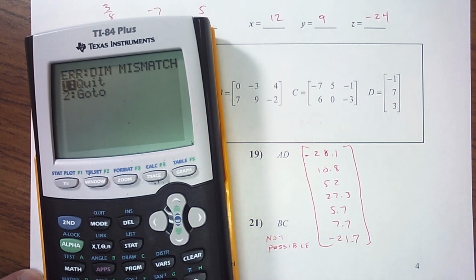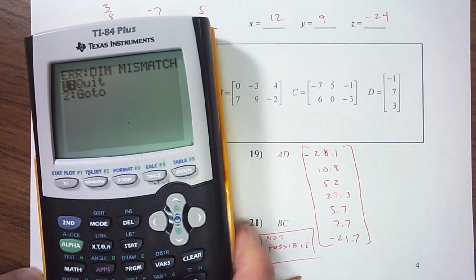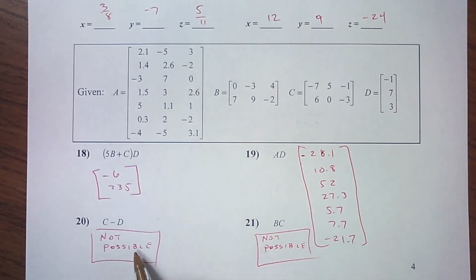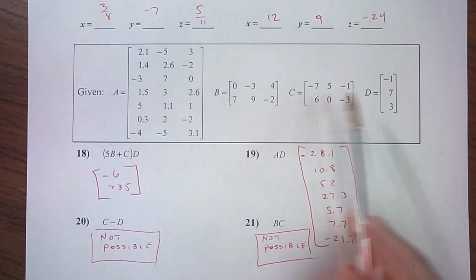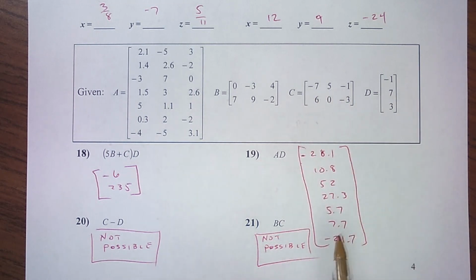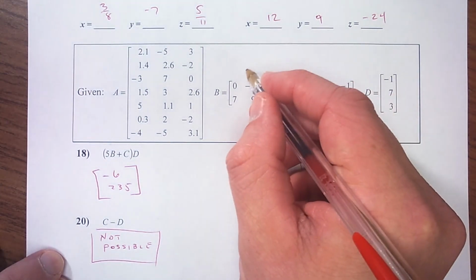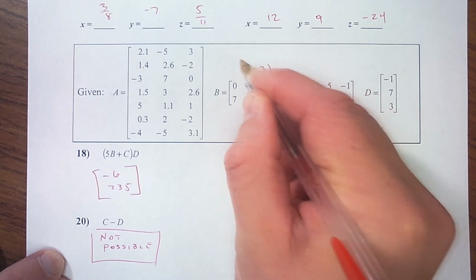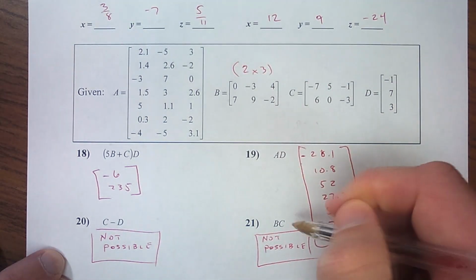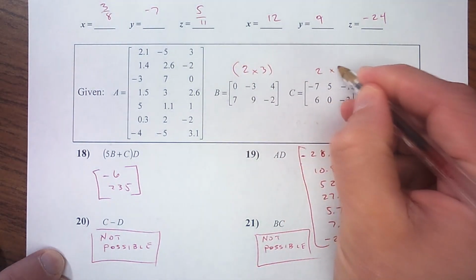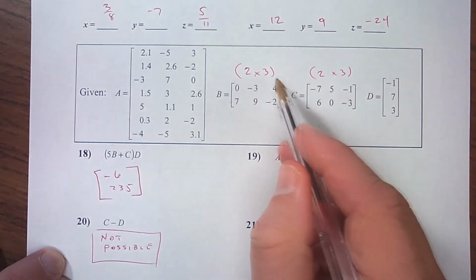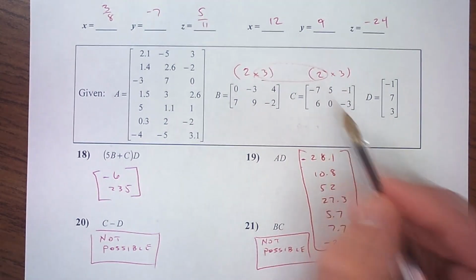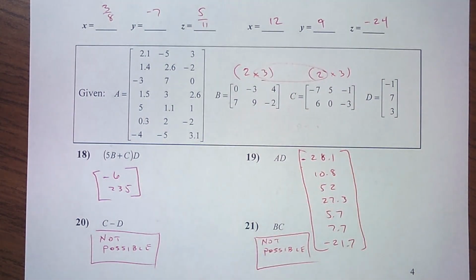Remember, in order to add or subtract matrices, like for number 20, they have to have exactly the same dimensions. C and D do not have the same dimensions. To multiply, the dimensions have to have a match in the middle. So we have a 2 by 3, and here C is also 2 by 3. We could add or subtract them, but these middle dimensions do not match, so we cannot multiply them.